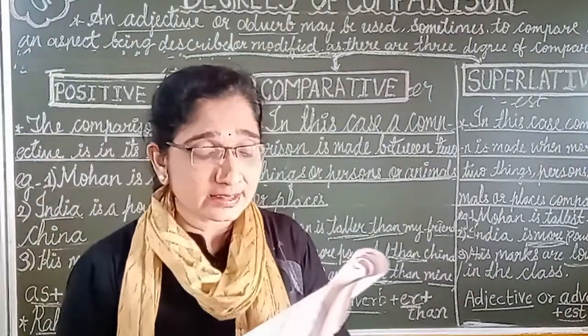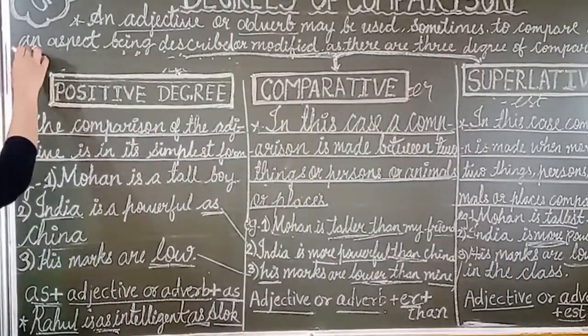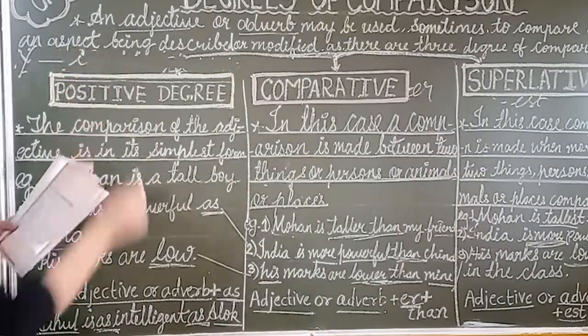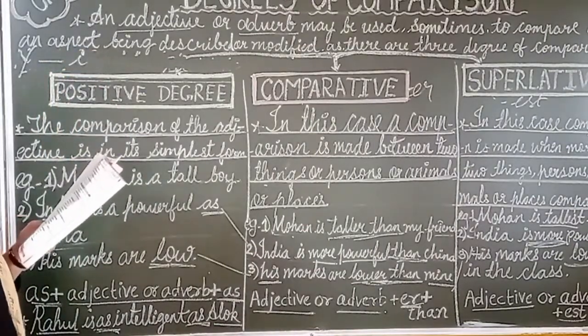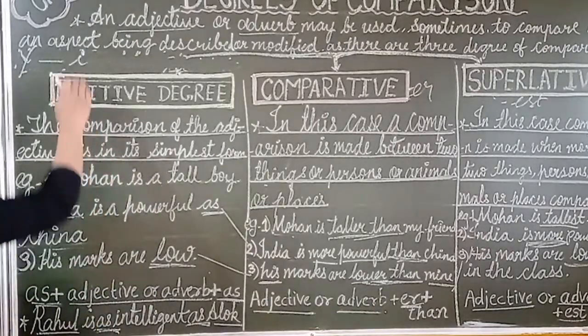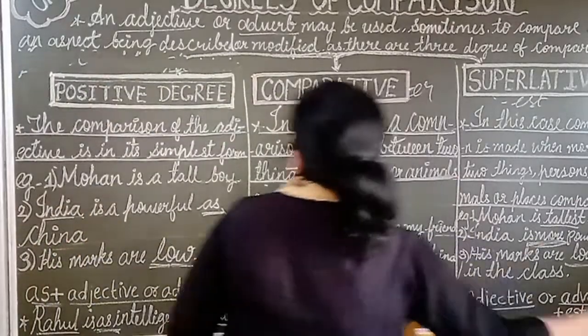Okay. Next one, in the case of words that end in Y: when Y comes as the last letter, you change it into I, and then ER and EST are added to make the comparative and superlative. For example, I will tell you, happy.